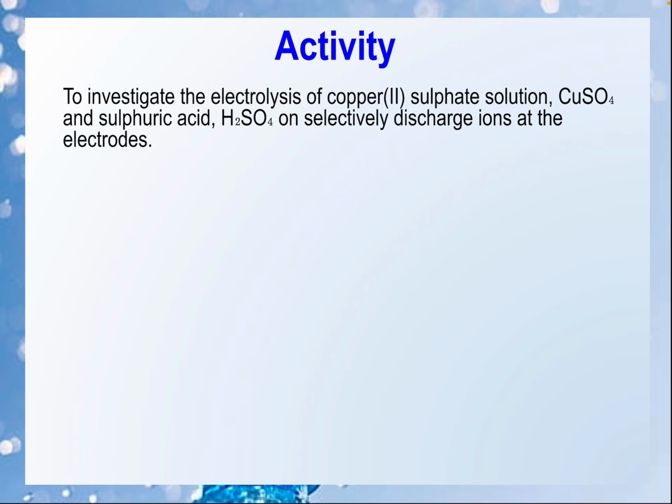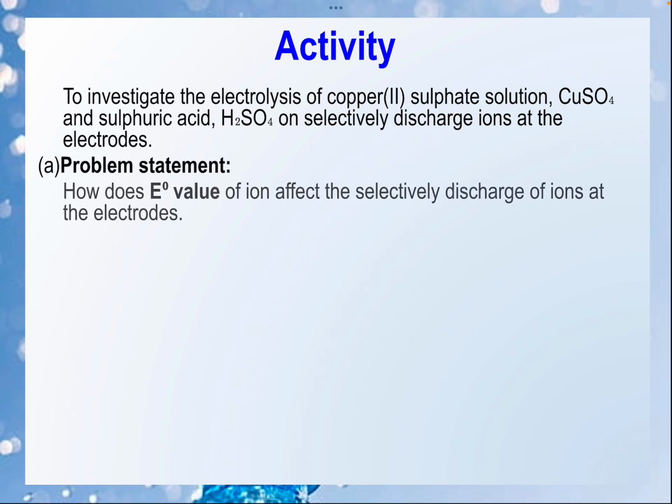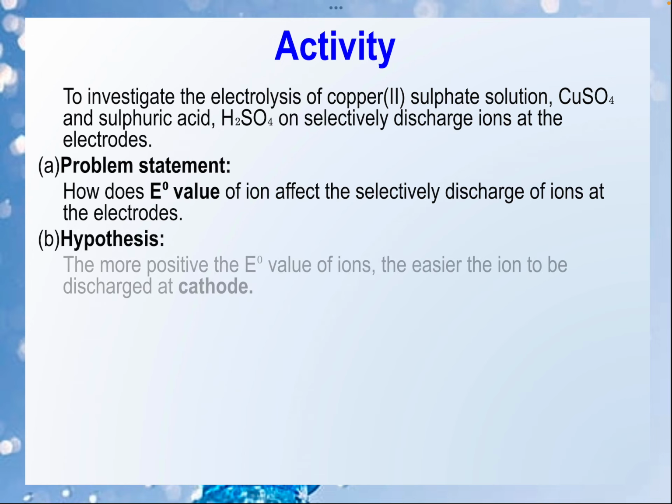Positive and negative. Okay. A problem statement of our experiment ni adalah how does the E0 value of ions affect the selectively discharged ions at the electrodes. Okay. So, hipotesis kita akan menjawablah problem statement kita tadi. The more positive the E0 value of ions, the easier the ions to be discharged at cathode.